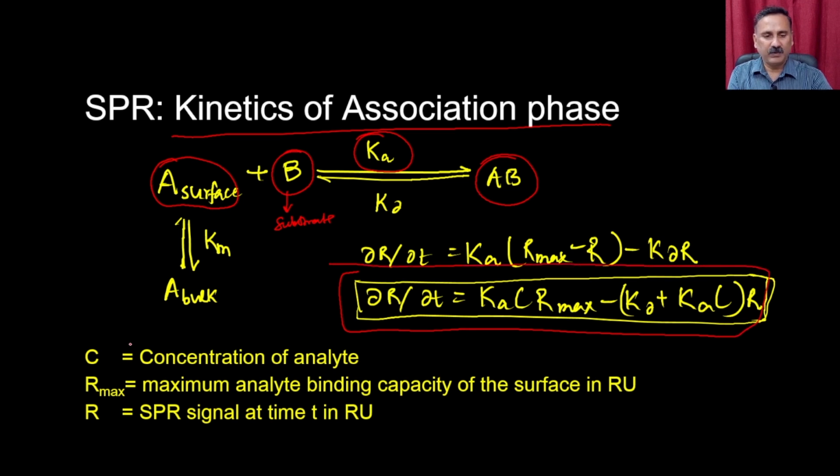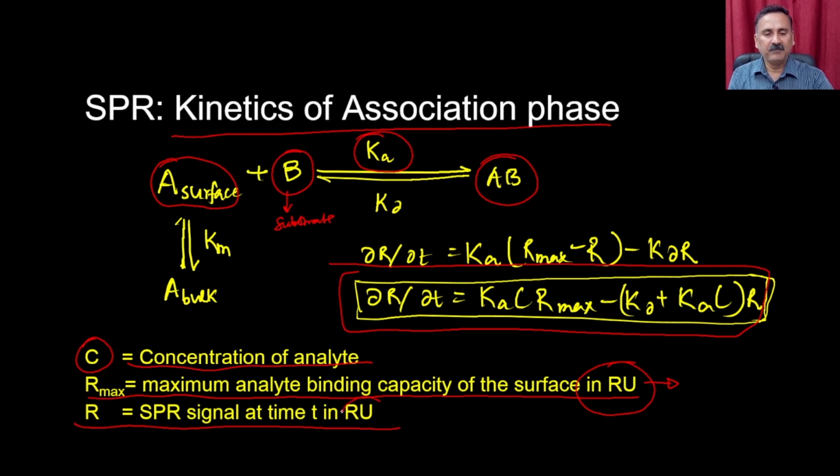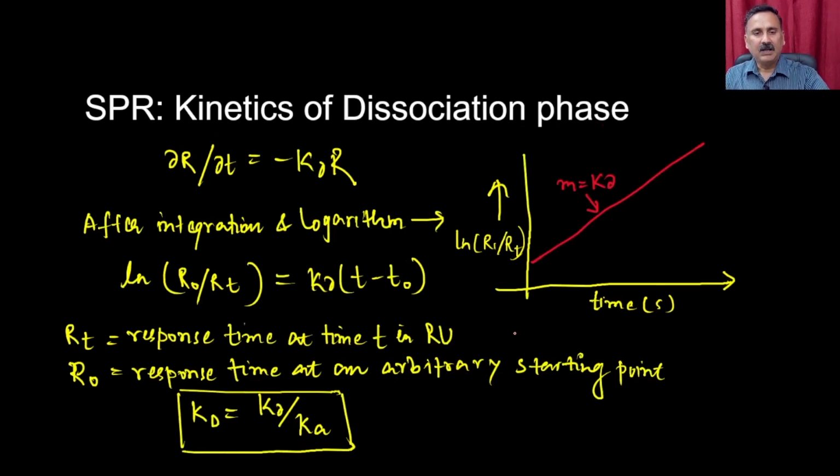You can use this particular equation to calculate the different types of parameters, where C is the concentration of the analyte, R max is the maximum analyte binding capacity of the surface in RU. So this is the maximum capacity of the ligands that are bound onto the gold surface, and R is the SPR signal at a time t in resonance units. All these three you can put into this equation, and that's how it is going to give you the values for the association kinetics, association constant and other things. And then we have the kinetics of the dissociation phase.